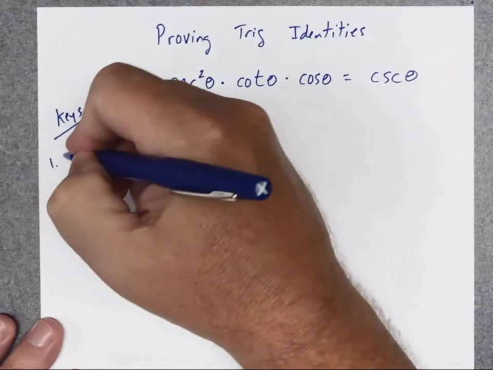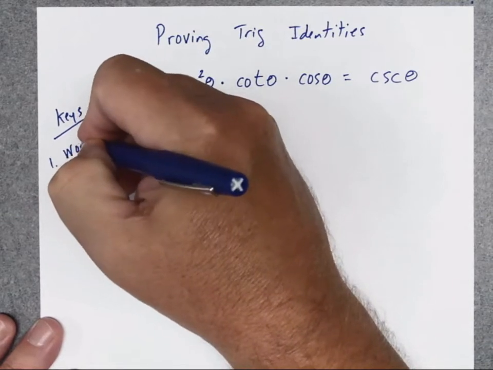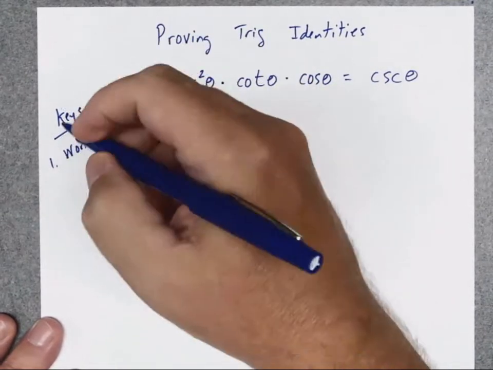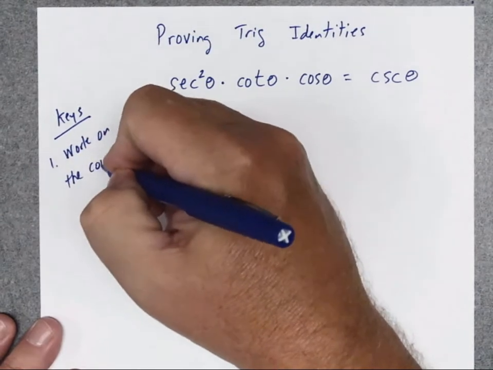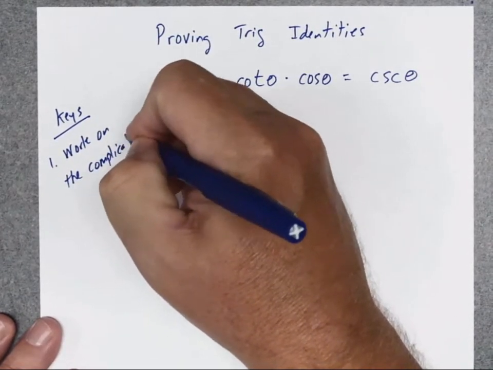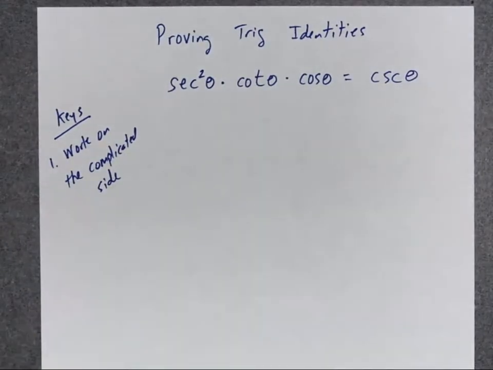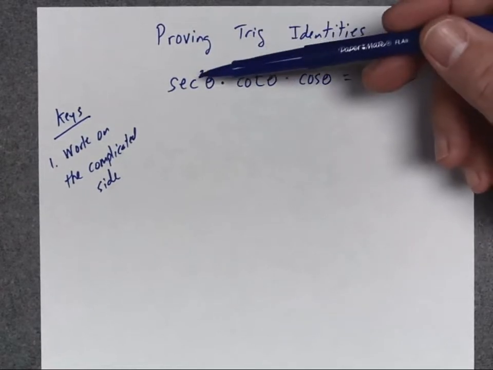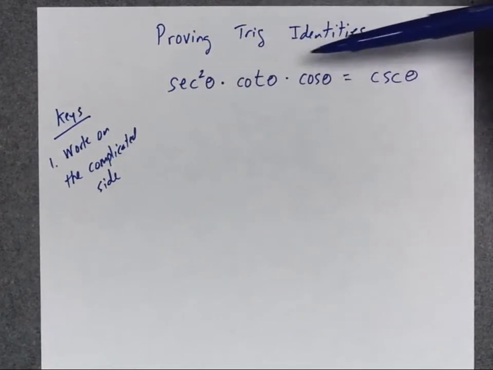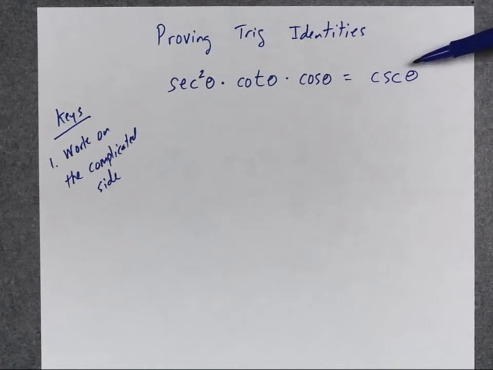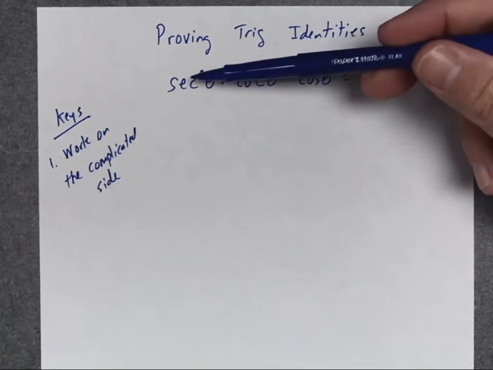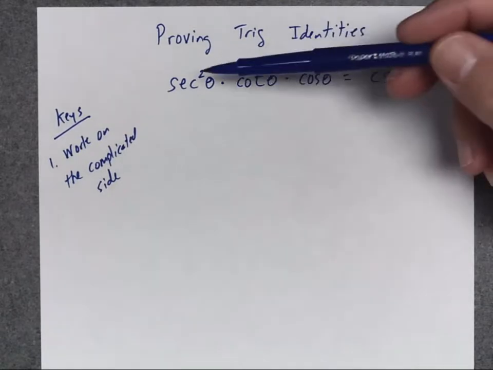And the first thing is you work on the complicated side. In other words, the side that has the most stuff. For example, this problem. On the left-hand side, I've got a secant squared, a cotangent, a cosine. The right-hand side, all I have is a cosecant. I would say the right-hand side is pretty simple. It's just one trig function. The left-hand side, I have three trig functions. One of them is squared.